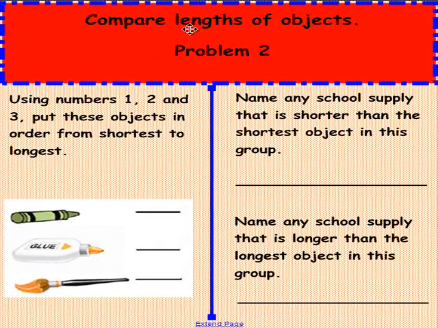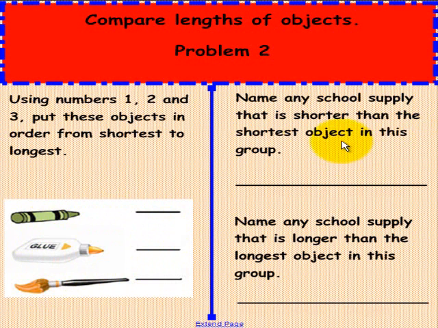Problem 2. Compare lengths of objects. Over here on the left, we're going to use the numbers 1, 2, and 3. Put these objects in order from the shortest to the longest. Look over here and find out which one is the shortest, and you place the number 1. Which one is the longest, you place the number 3. And place the number 2 for the one that is in the middle.